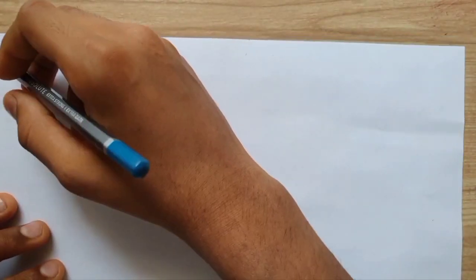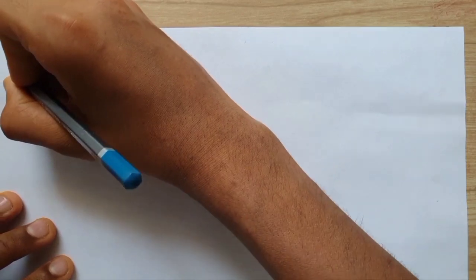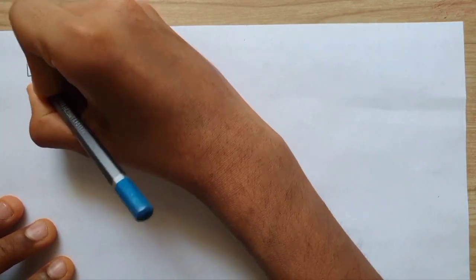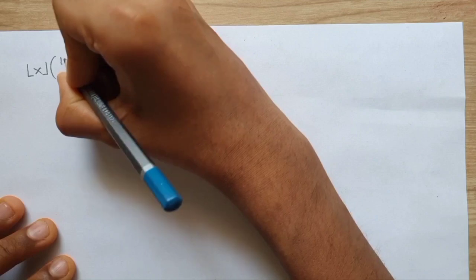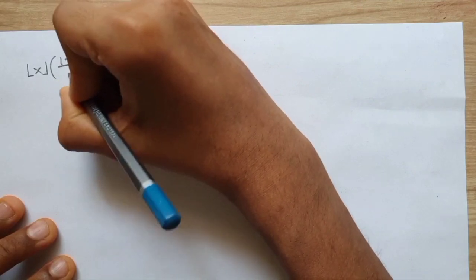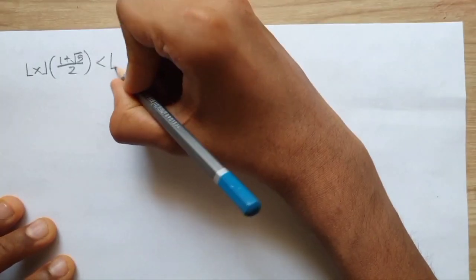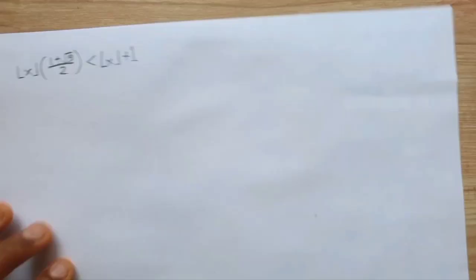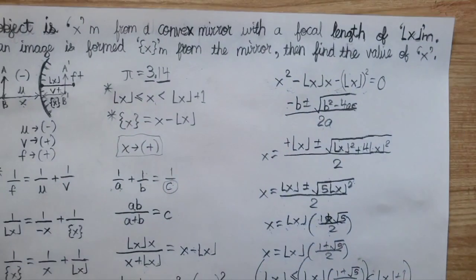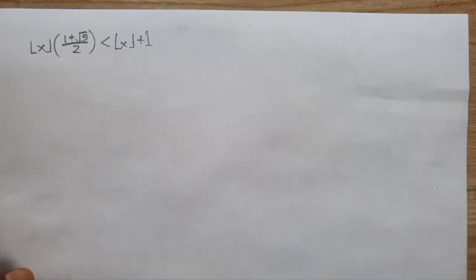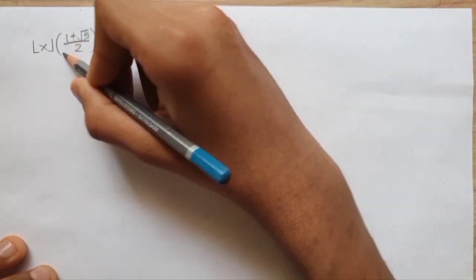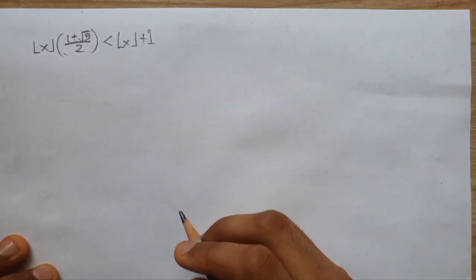Floor of x into (1 plus root 5) by 2 is lesser than floor of x plus 1. That's what we discussed here. 1 plus root 5 by 2. Okay, good. So the value of this thing is like 1.618 approximately.